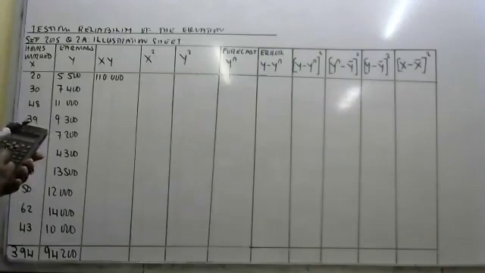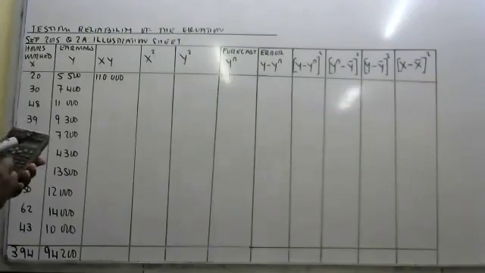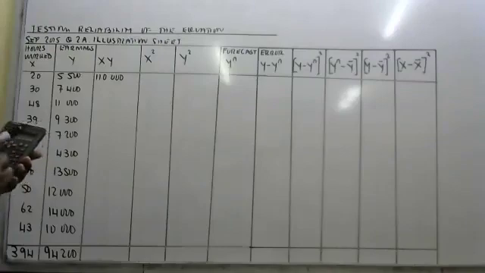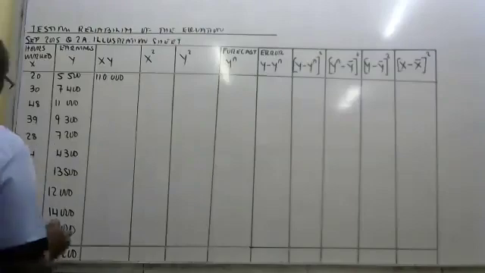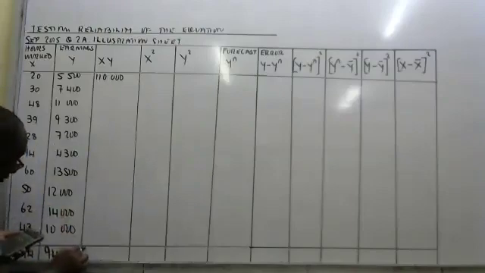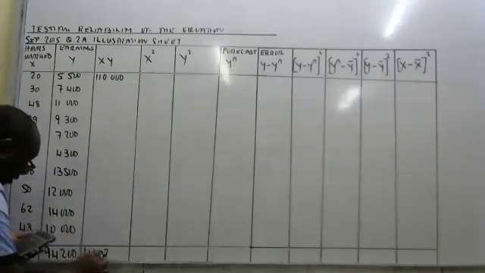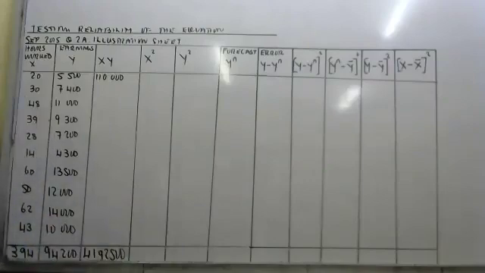plus 14 times 4300 plus 60 times 13500 plus 50 times 12,000 plus 62 times 14,000 plus 43 times 10,000 equals. So the figure that I'm getting here is 4,192,500.